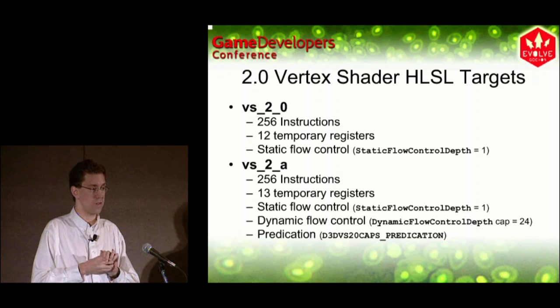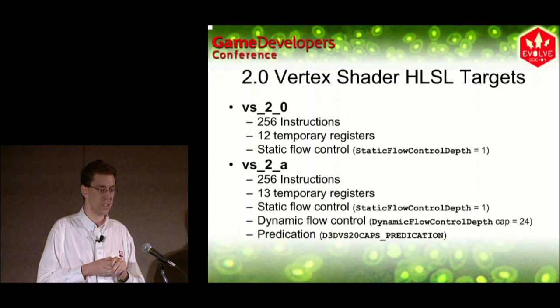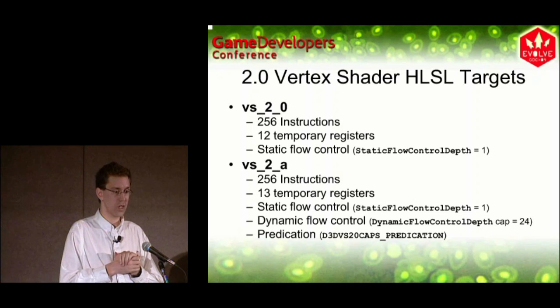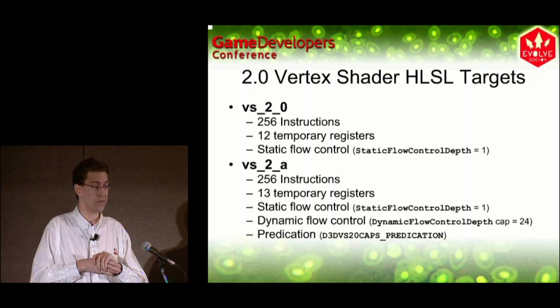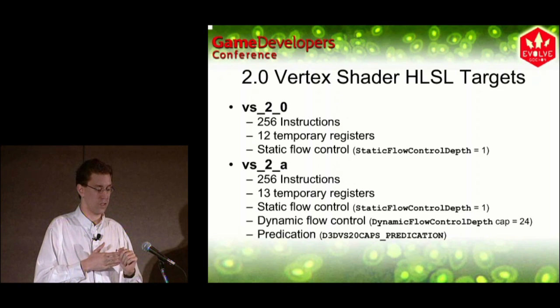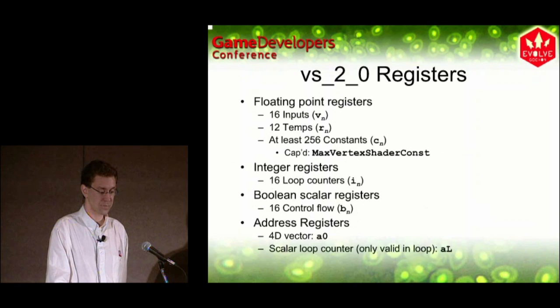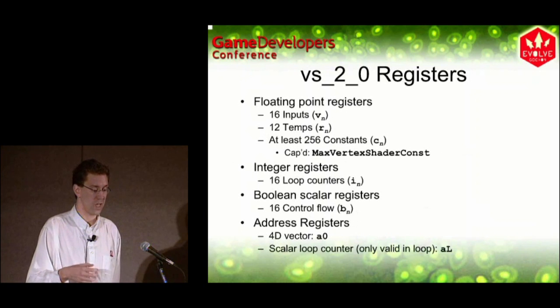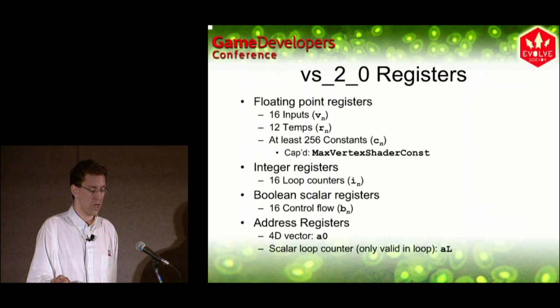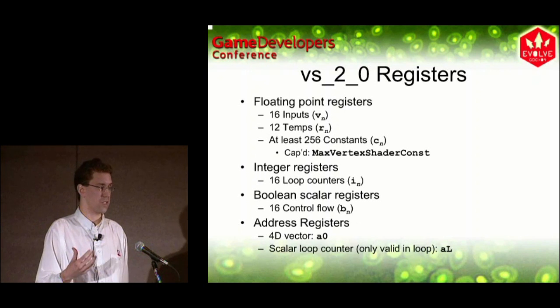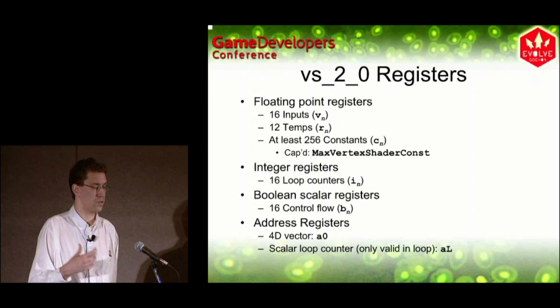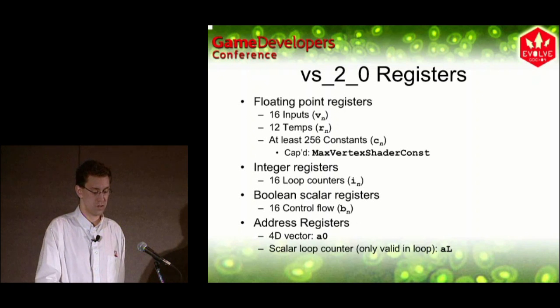The differences between the VS2.0 and 2A compile targets or profiles are the number of temporary registers that are available, and also the addition of dynamic flow control and predication in the VS2A model. I'll go into detail about what those things mean. Just generally, moving to VS2.0 and 2A together, you get access to more registers and also a set of additional registers, these integer and Boolean registers, which are what you use to control the flow of execution through the code.